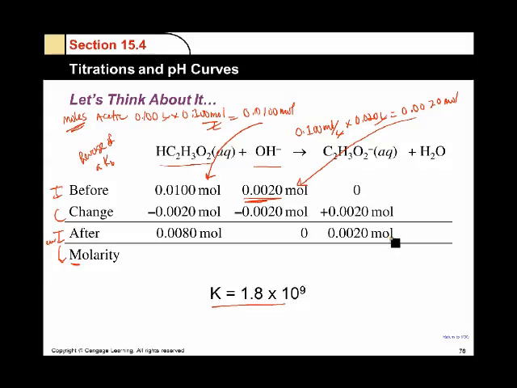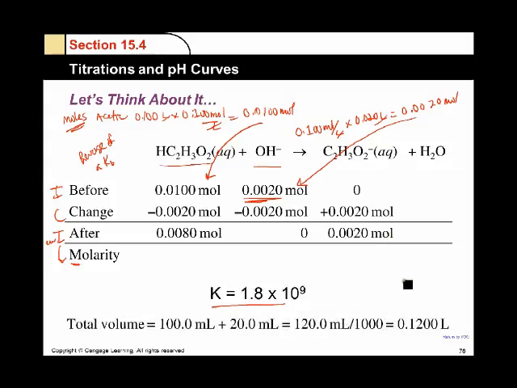At this point, though, we need to figure out the total volume that's there, because we want to figure out the pH that's in our flask containing the solution. We added in 100 milliliters, or 0.1 liters, and then we've added in 20. So altogether it's 120 mL, converted into liters by dividing by 1,000.